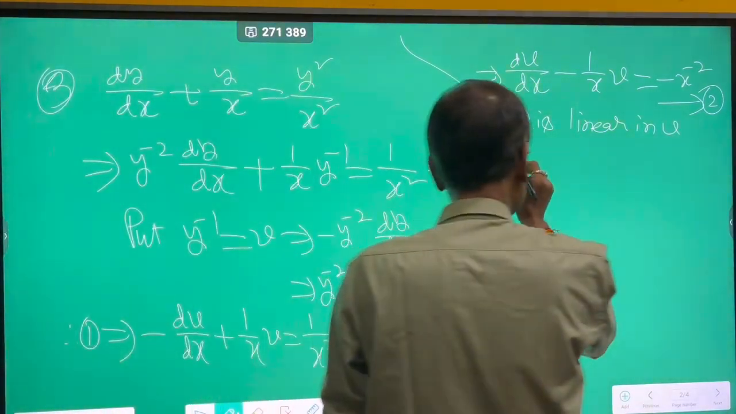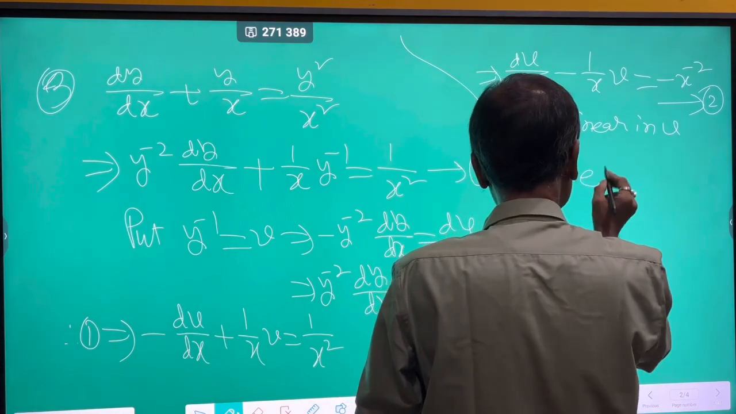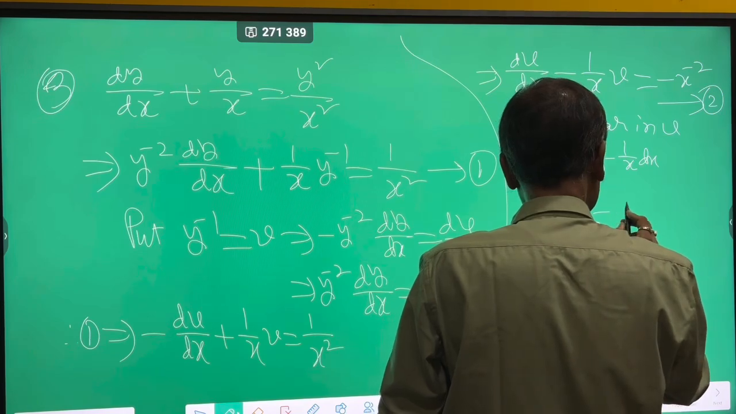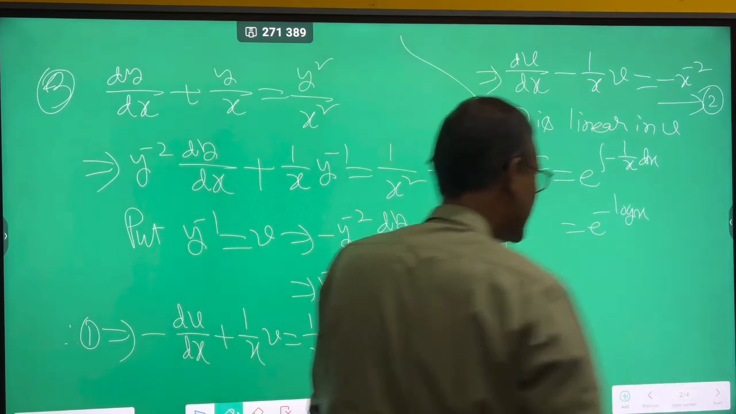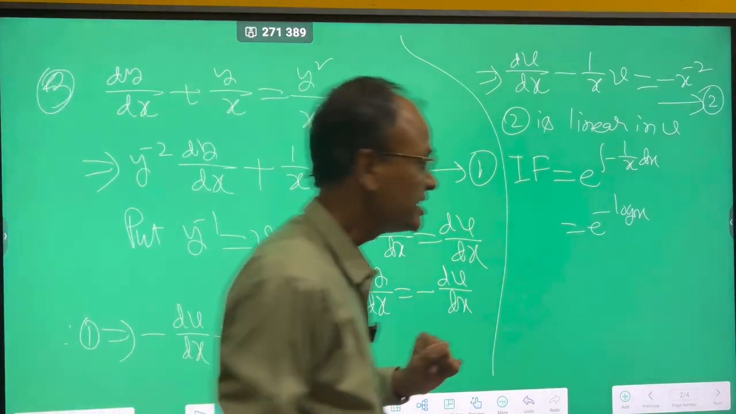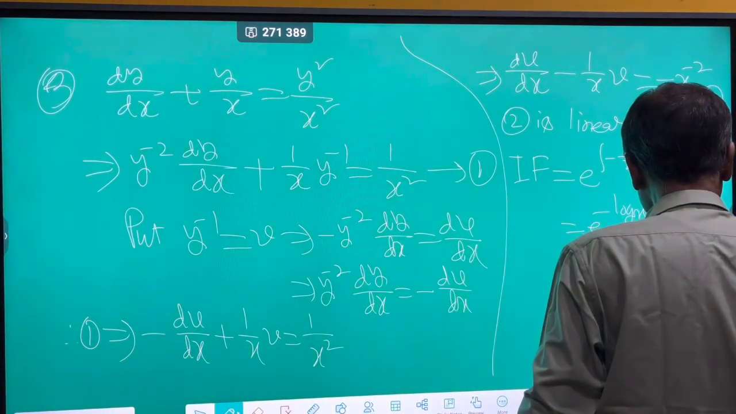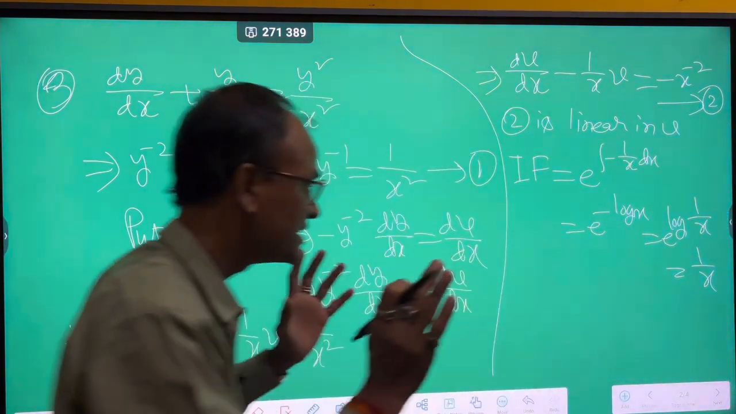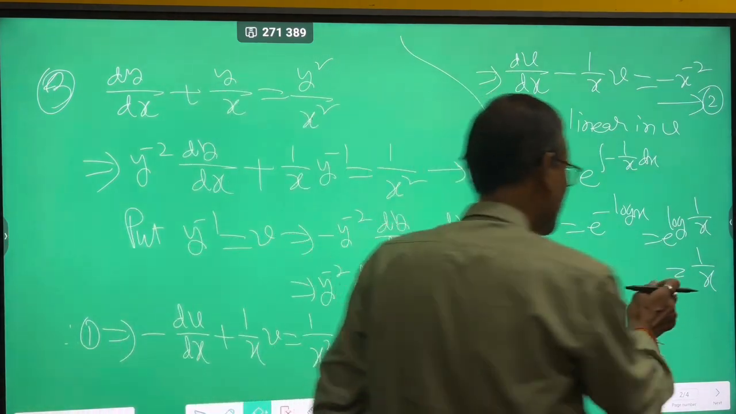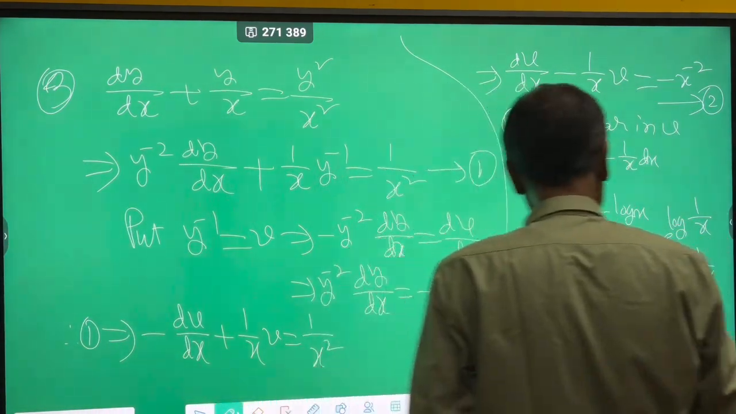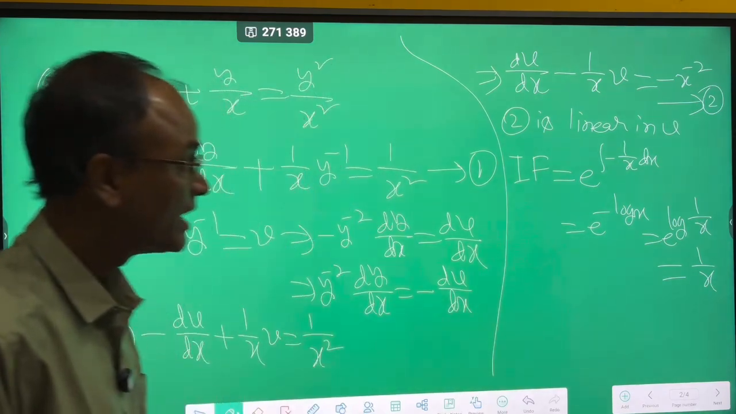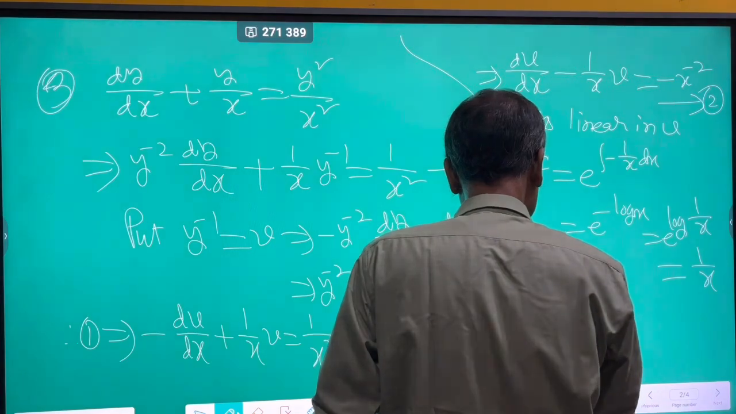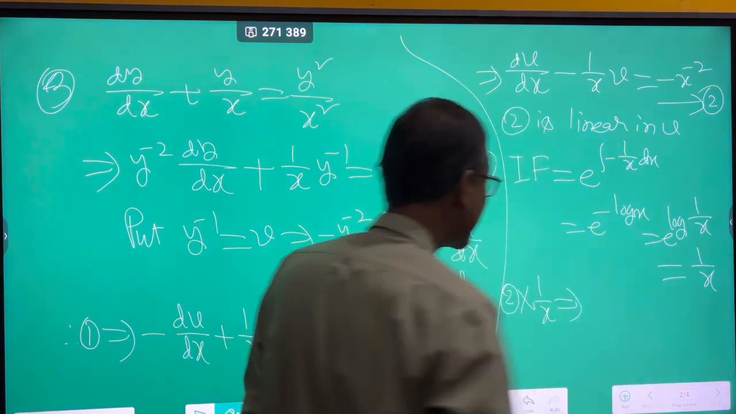Integrating factor. What is the integrating factor? Integrating factor is equal to e to the power integral minus 1 by x dx, equal to e to the power minus log x, which is e to the power log x to the power minus 1, meaning 1 by x. The integrating factor is equal to 1 by x. Multiply 2 by the integrating factor.